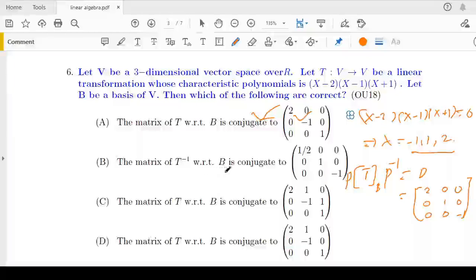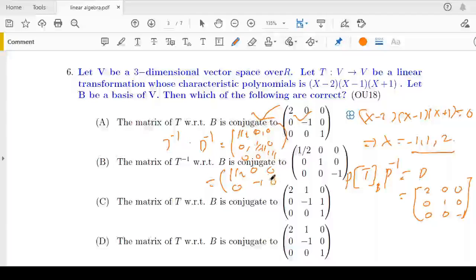The matrix of T inverse with respect to B is conjugate to D inverse, where D is this one. D inverse equals 1 by 2, 0, 0, 0, 1 by minus 1, 0, 0, 0, 1 by 1. Therefore, this value equals 1 by 2, 0, 0, 0, minus 1, 0, 0, 0, 1, but which is not equal to this one. Therefore, this is also false, and similarly this is false and this is also false. Therefore, option A is the right answer.